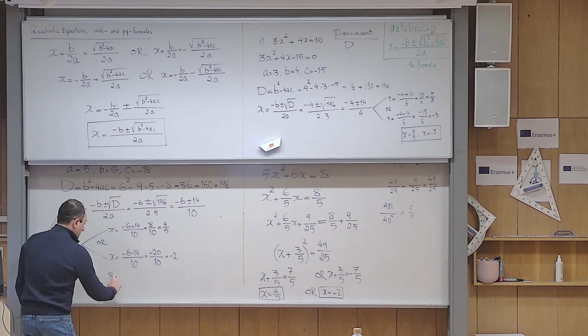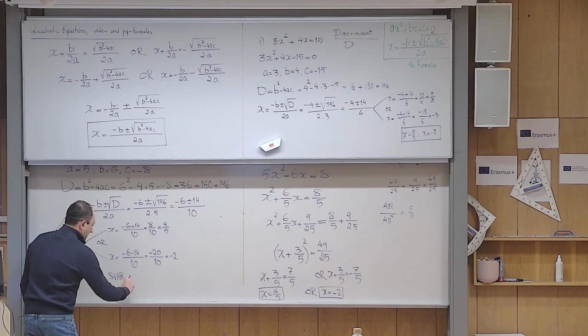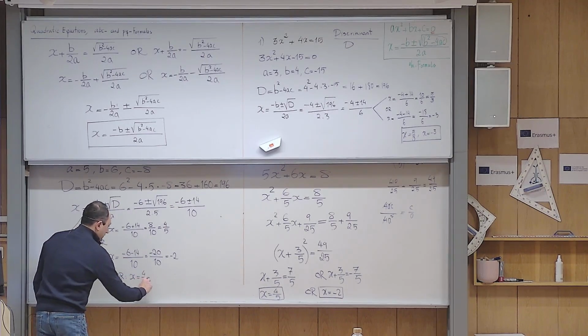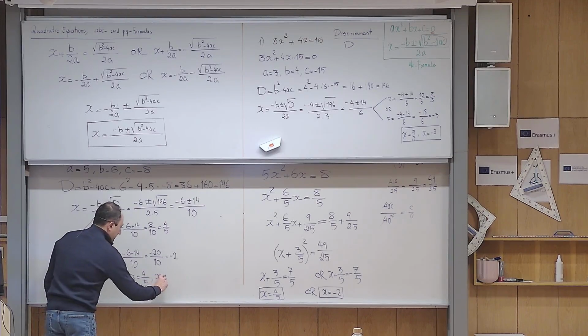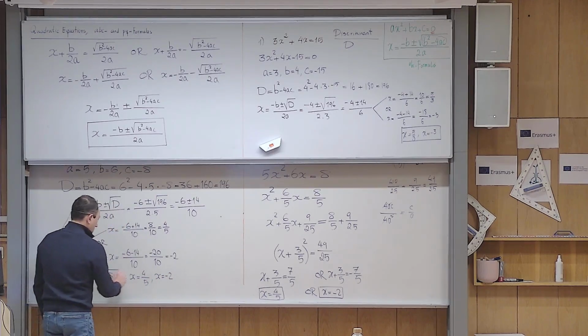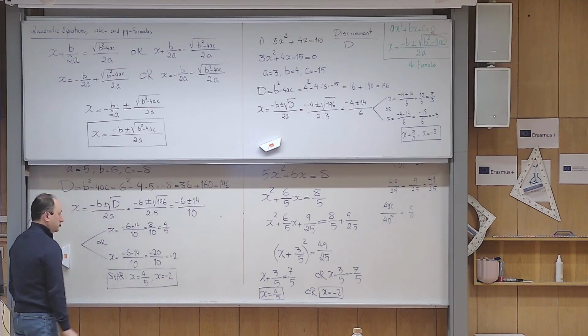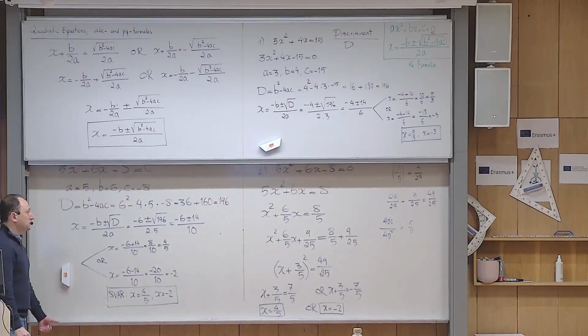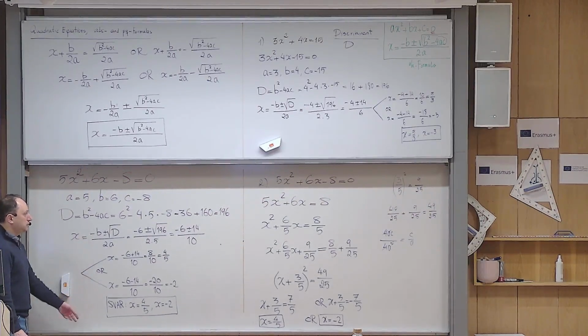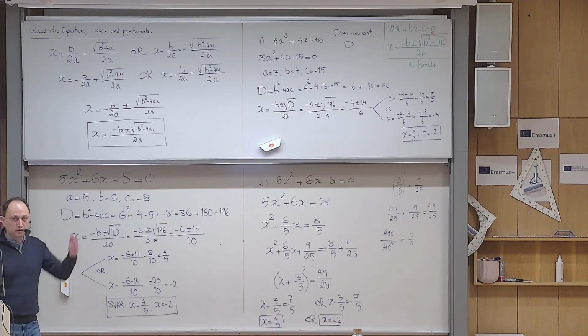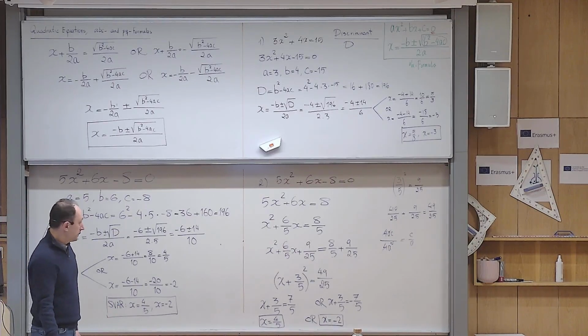So there are two answers. X is 4 over 5. X is minus 2. And these are the answers that we got from this one. The good point about this, you don't need to be creative. Of course, it might be a little bit lengthy, but everything is in order. So you just follow the steps and you have your answers.